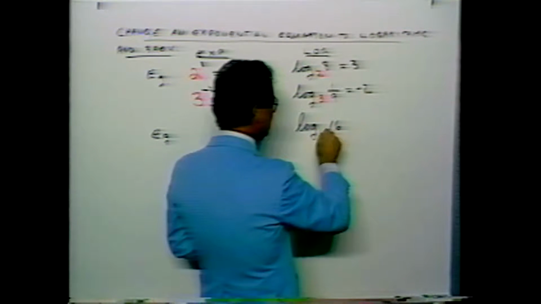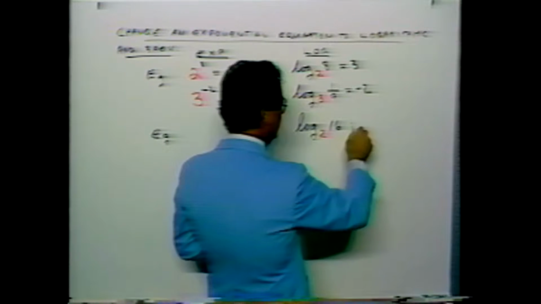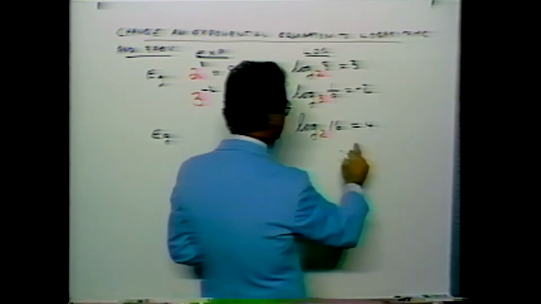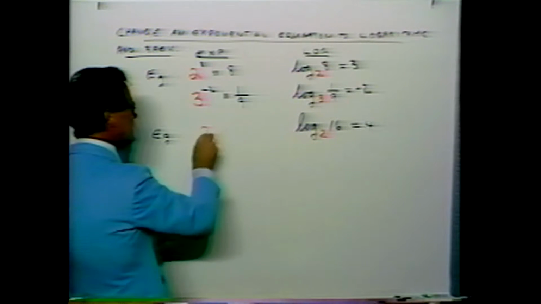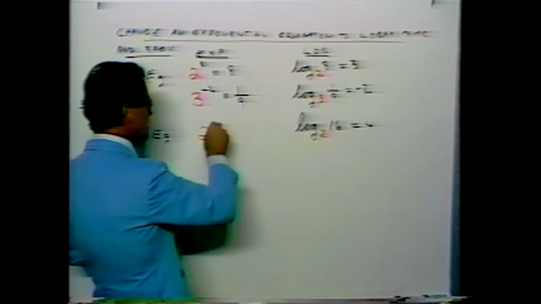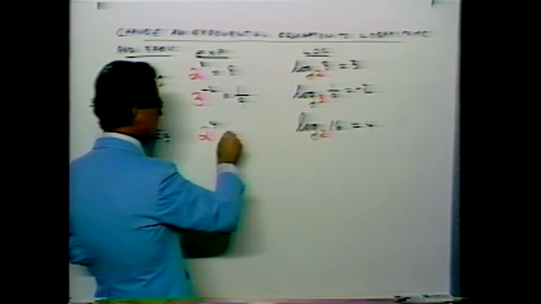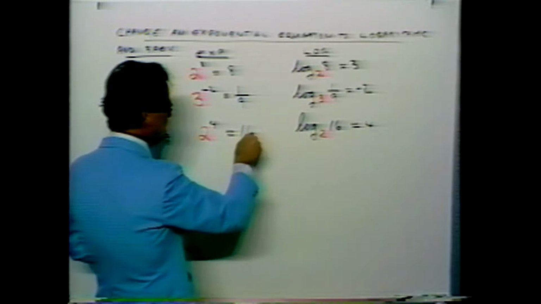to base 2 is equal to 4, write this in exponential form. That's the base. The 2 to the 4th is equal to 16.